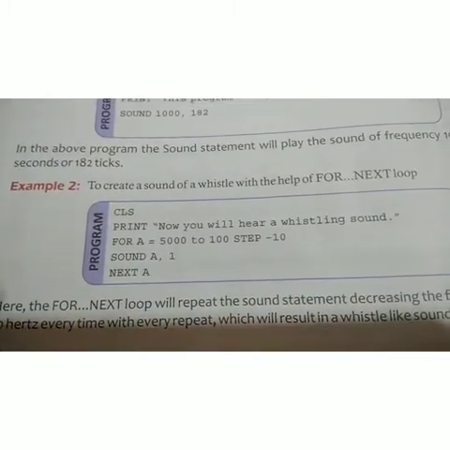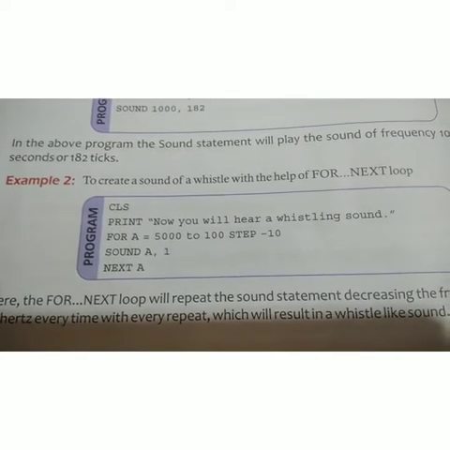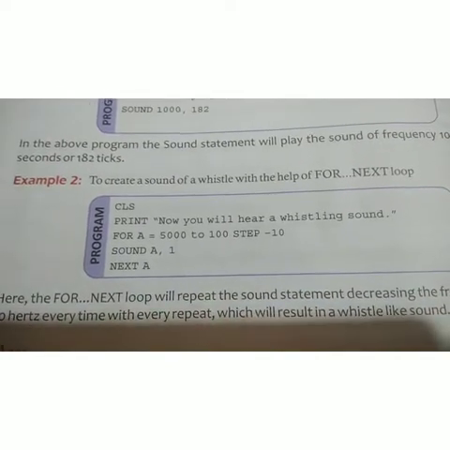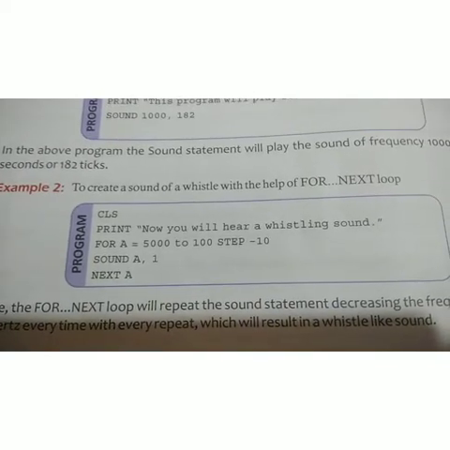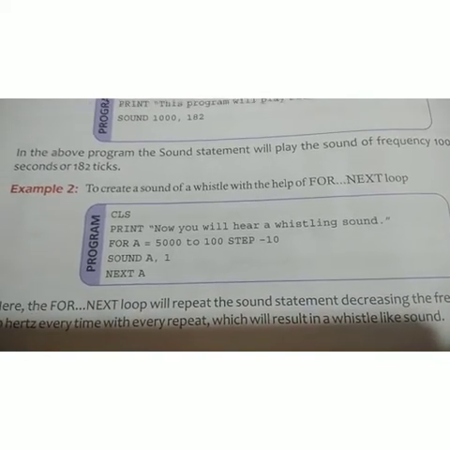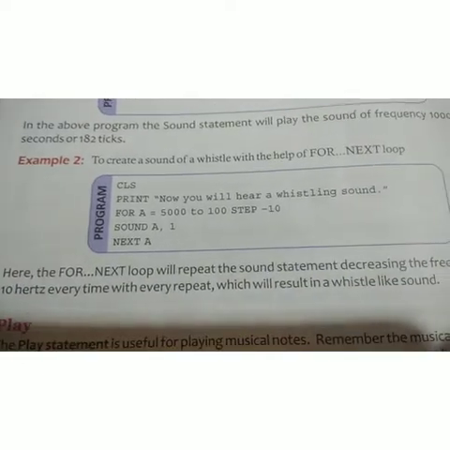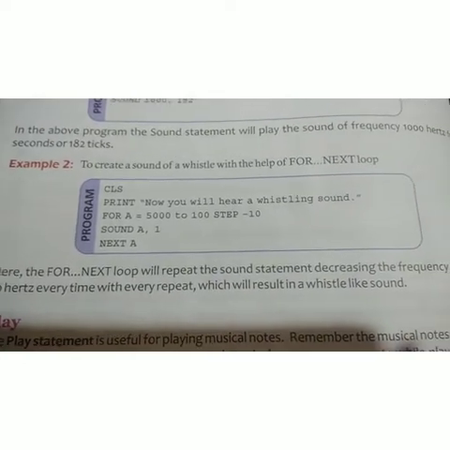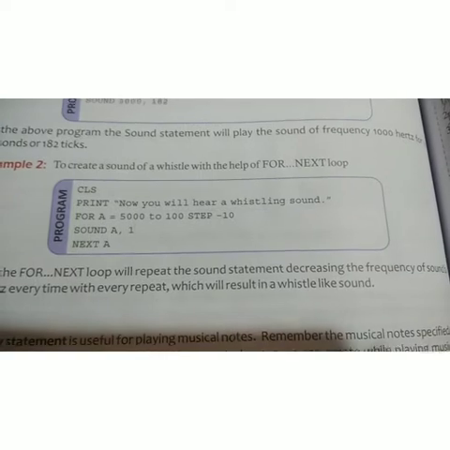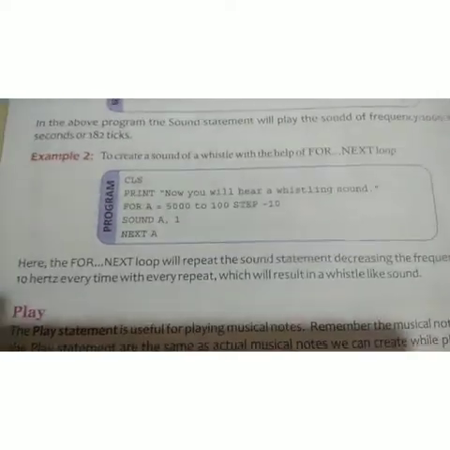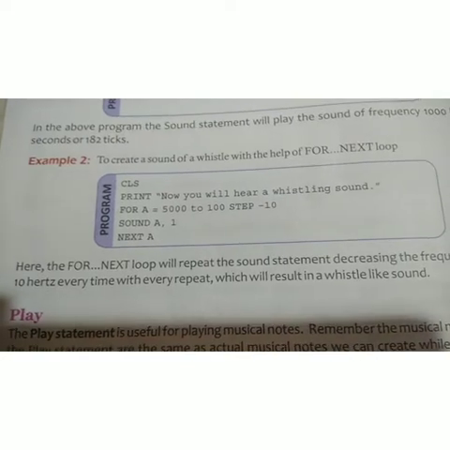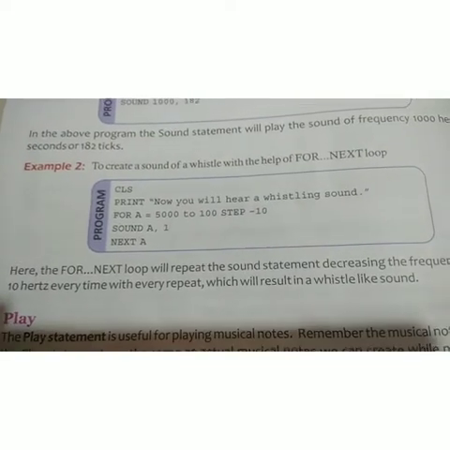So let's see the next program, example 2, to create a sound of a whistle with the help of a FOR NEXT loop. CLS, PRINT "Now you will hear a whistling sound", FOR A = 5000 TO 100 STEP -10, SOUND A, 1, then NEXT A. Here this FOR NEXT loop will repeat the SOUND statement, decreasing the frequency of the sound by 10 hertz with every repeat, which will result in a whistle-like sound.